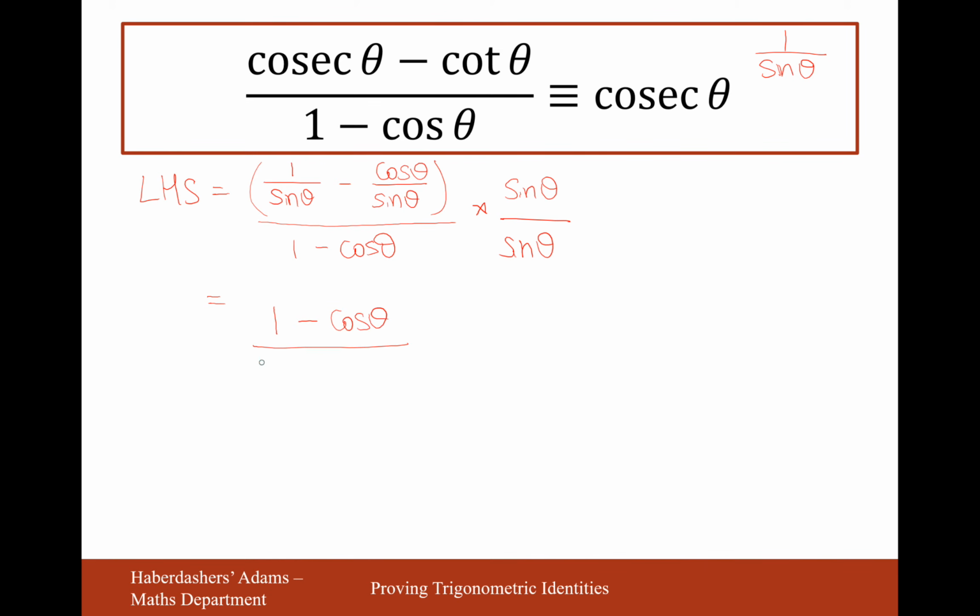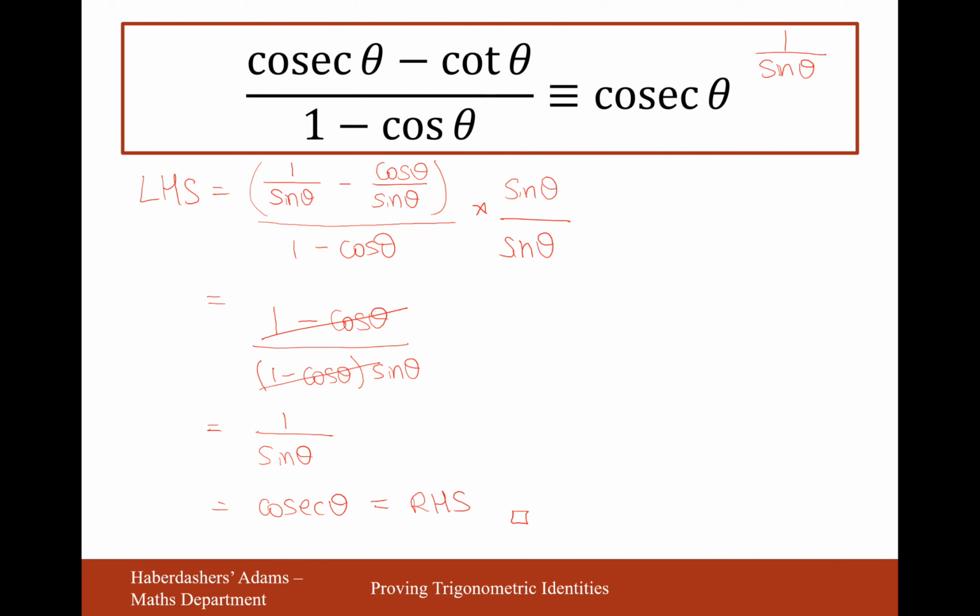And then we'll leave the bottom factorised because you'll see why in a second. 1 minus cos theta multiplied by sine theta. Now what can you spot here? Well, we've got a common factor of 1 minus cos theta on top and bottom. That leaves us with 1 over sine theta, which is equal to cosec theta. And there we are, that's equal to the right hand side, and we've done this question.